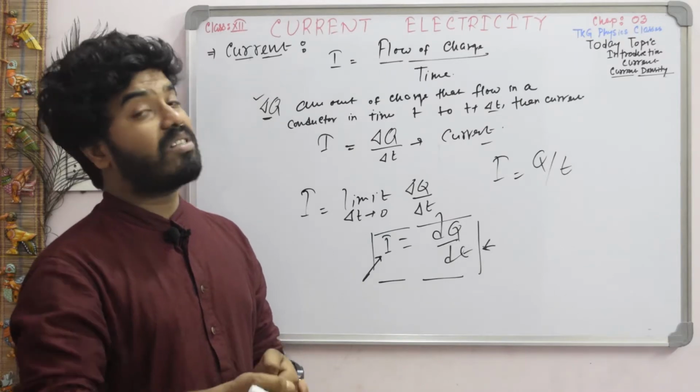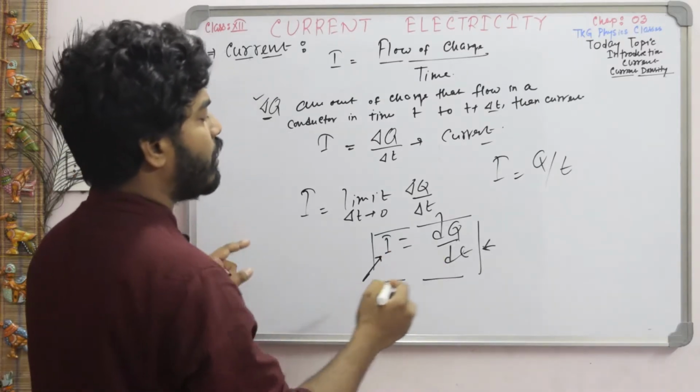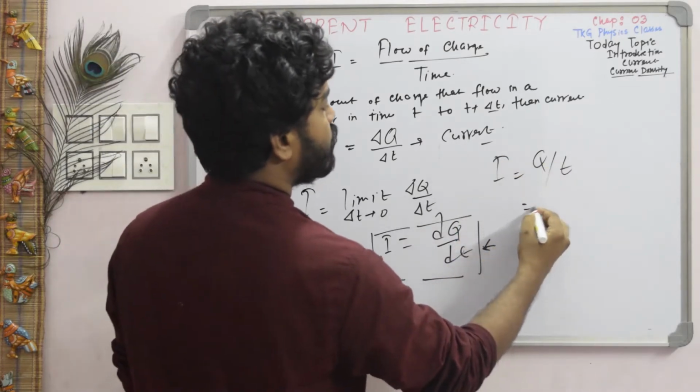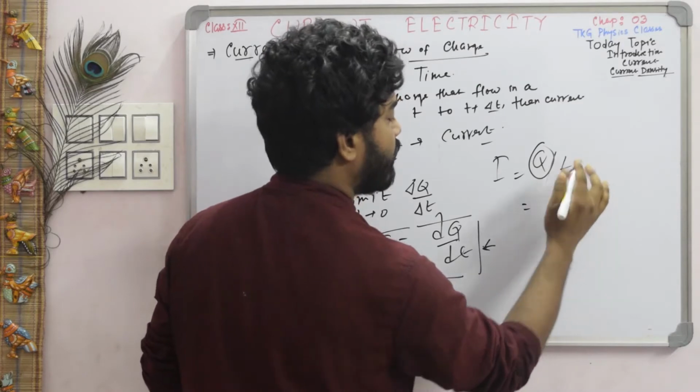Now, the question is, what is the unit of electric current? All of you know the formula is I equal to q by t. So the SI unit of q is coulomb, and the SI unit of time is second.